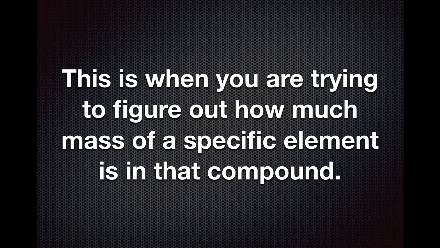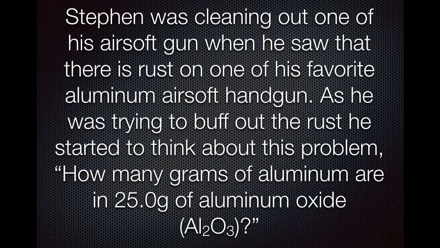Let's put this in a scenario. Steven was cleaning one of his airsoft guns when he saw that there was rust on one of his favorite aluminum airsoft handguns. As he was trying to buff out the rust, he started to think about this problem. How many grams of aluminum are in 25.0 grams of aluminum oxide? And they gave you the formula there, which is Al2O3. So all that you know is that you have 25.0 grams of aluminum oxide. You don't know anything else but that.